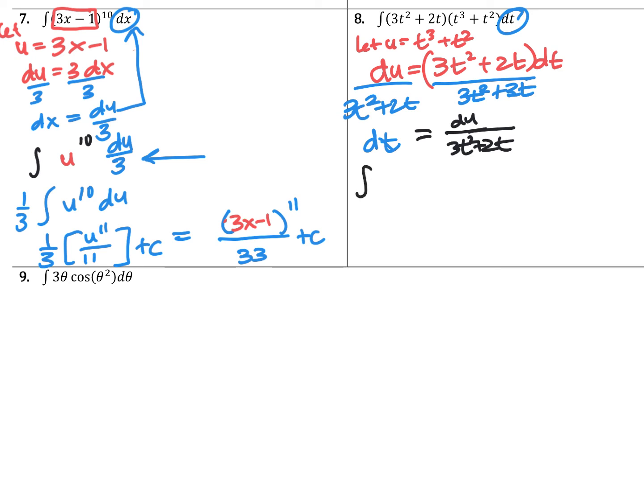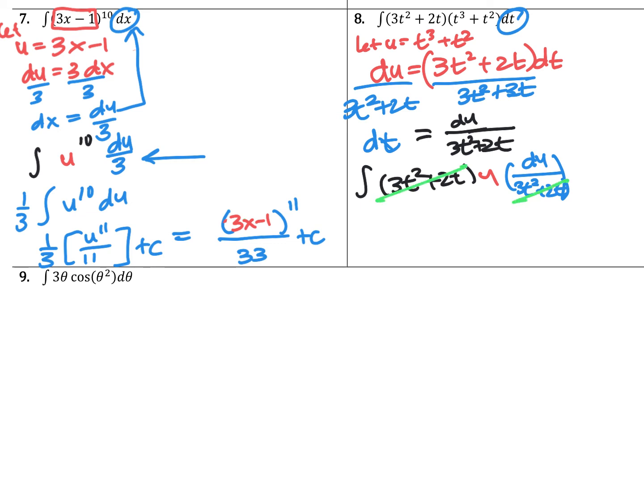Now, I'm going to rewrite my integral. There was a 3t squared plus 2t, and then there was the thing that I changed to be u. And then I'm going to multiply that by du over 3t squared plus 2t. And what you notice is that these 2 things are exactly the same.